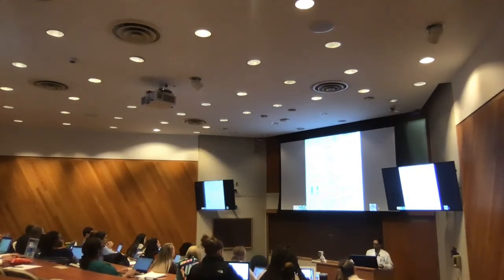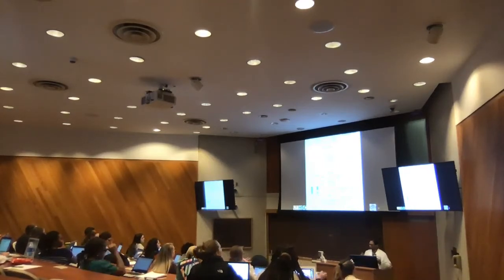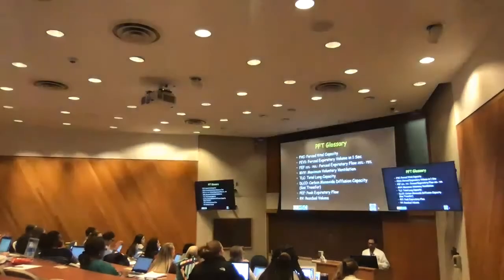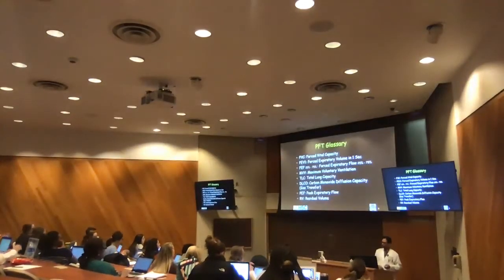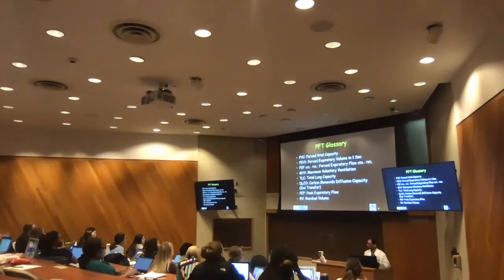DLCO stands for diffusing capacity of the lung for carbon monoxide. Some textbooks across the Atlantic write it differently, but in America let's stick with DLCO. So this is the glossary, and everybody's familiar with these terms, right? Good. FVC, FEV1, any questions about these? Excellent, because we're going to be using these through and through in the next 30 minutes.